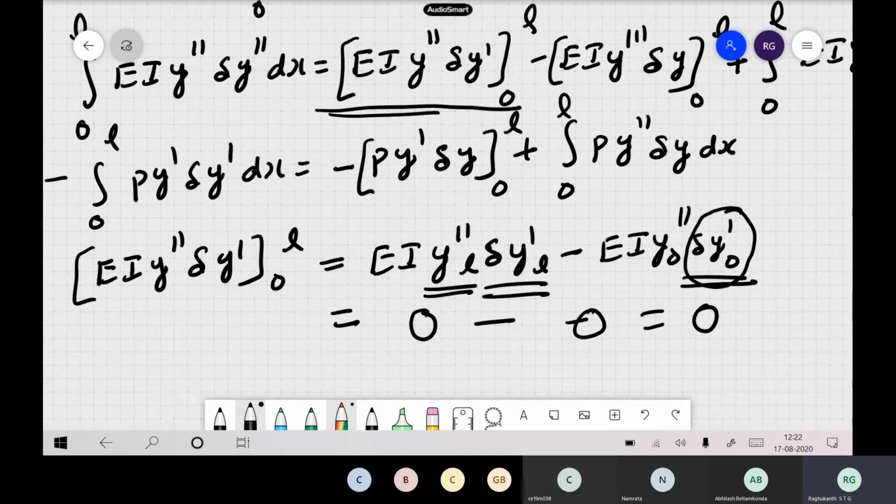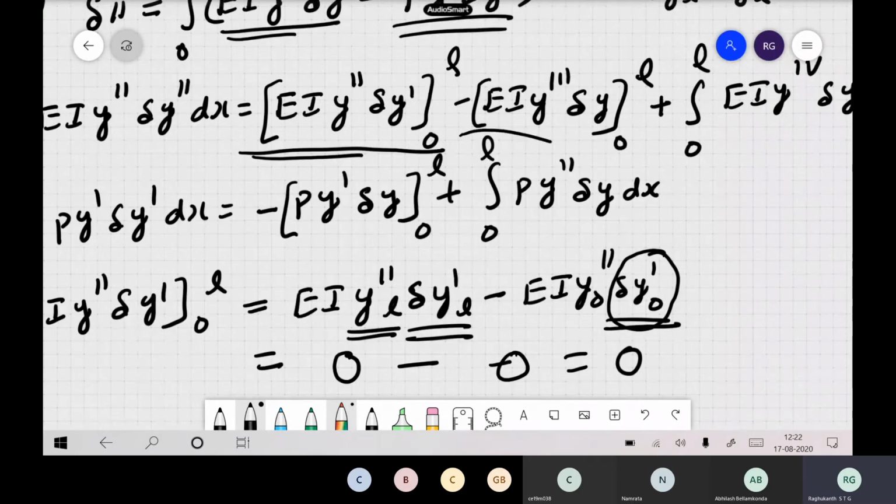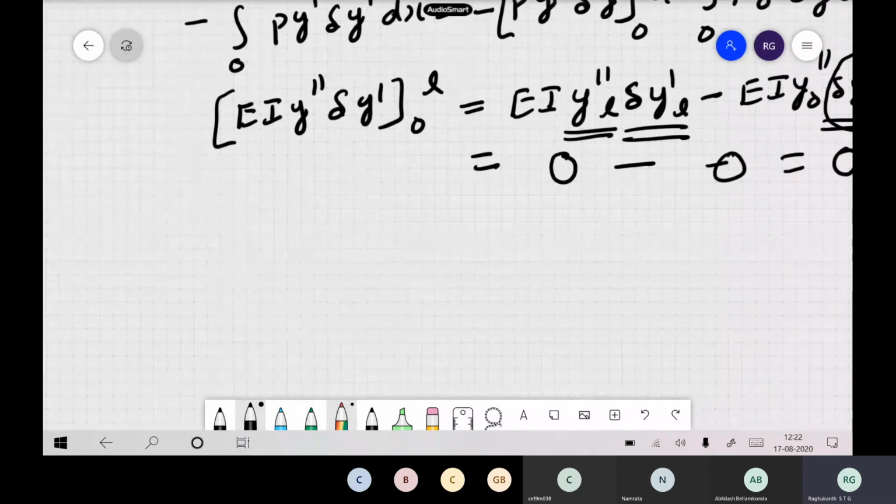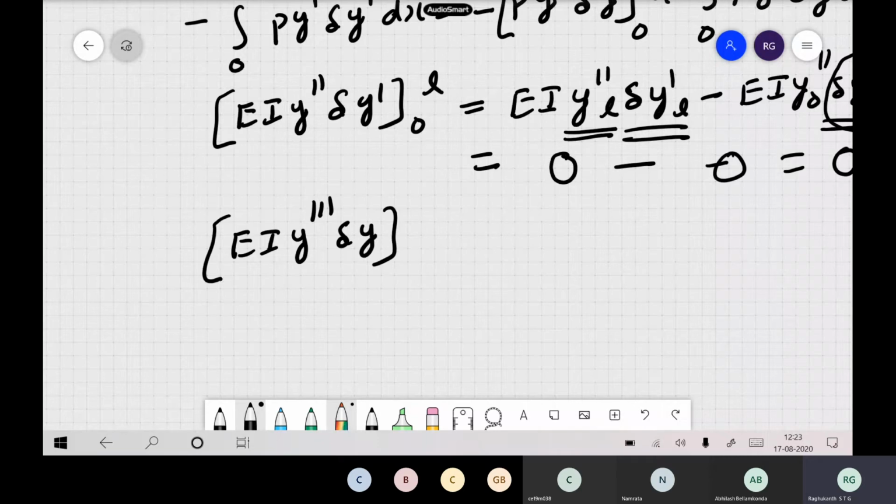Now if you go to this quantity, that is EI y triple dash, this boundary condition also I will try to evaluate. So I'm writing here EI y triple dash del y at x equal to 0 and L.